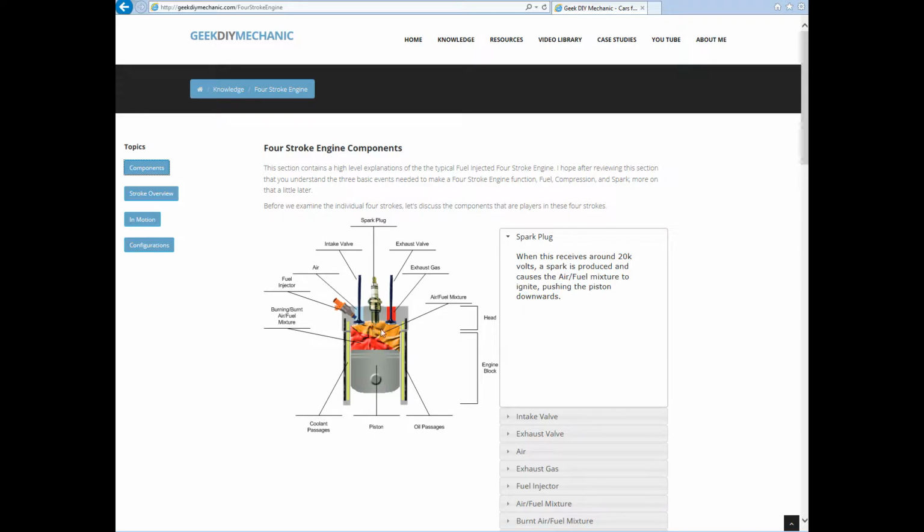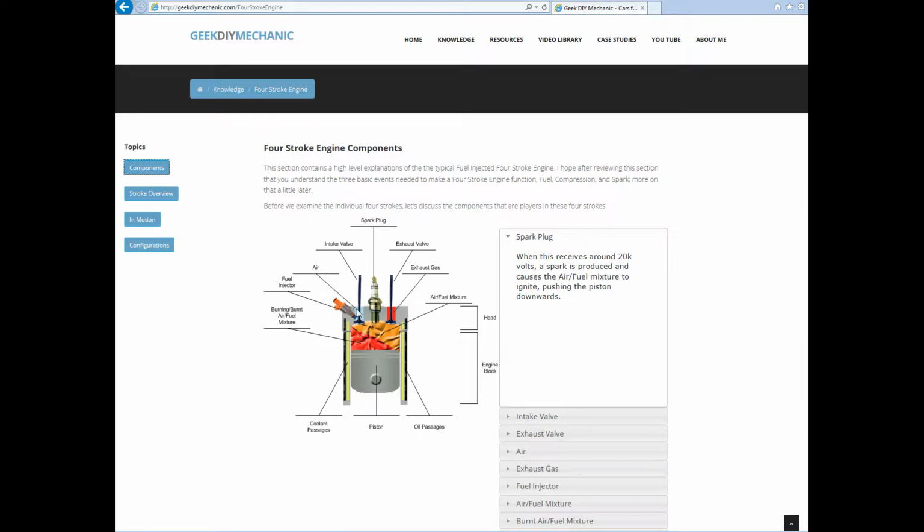So the orange represents air-fuel mixture. The red represents either burning or burnt air fuel. That's after it's exploded, right? And as it's exploding, expanding. And then the blue represents atmospheric air. That's what you and I breathe. So let's follow that train of thought.